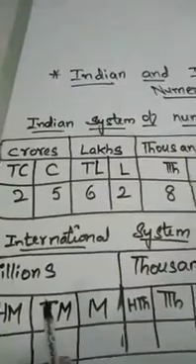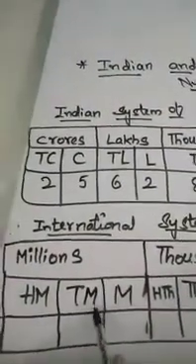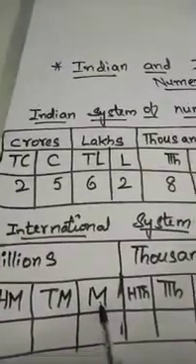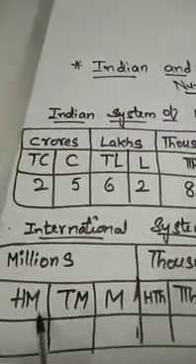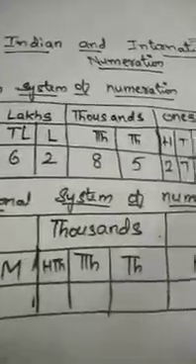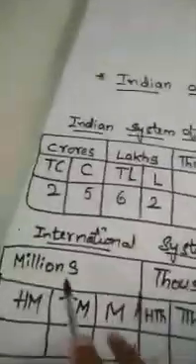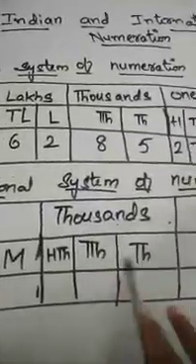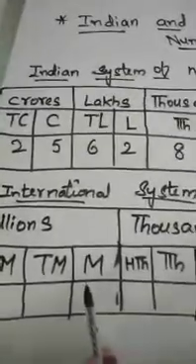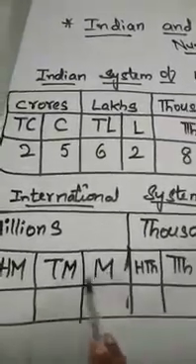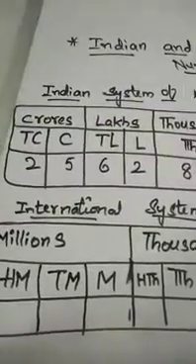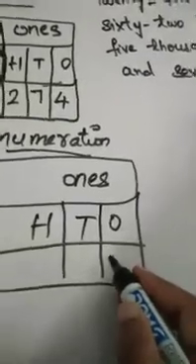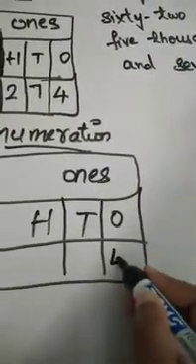So here we have millions: million, 10 million and 100 million. We have three periods: ones, thousands and millions. In ones, tens, hundred; in thousands, 1,000, 10,000, 100,000. Next, in million, 10 million, 100 million. So let us write a number with this, so we will get a clear idea about this topic.